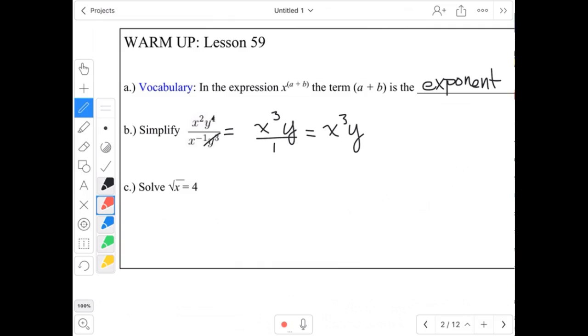And then lastly, if we were going to solve the square root of x is equal to 4, we can square both sides. We get x is equal to 16.